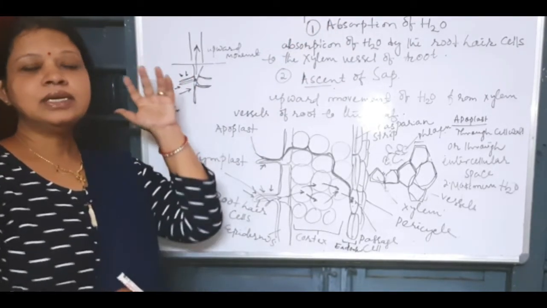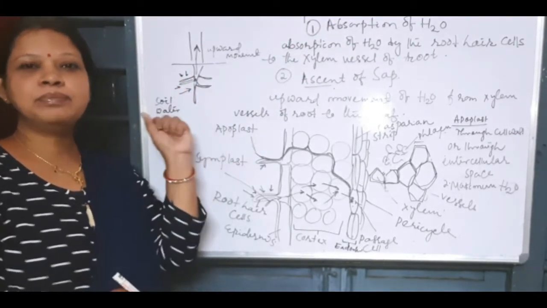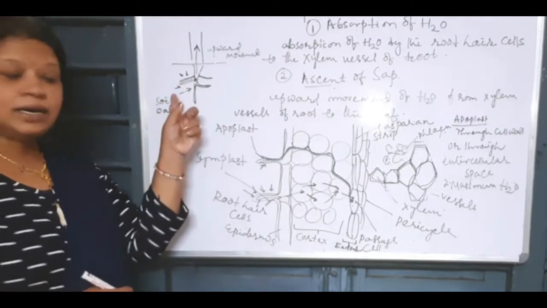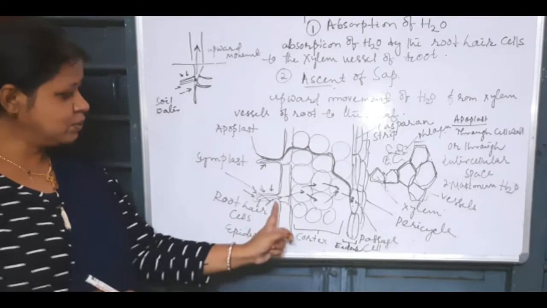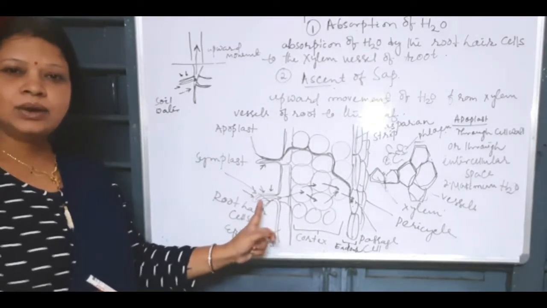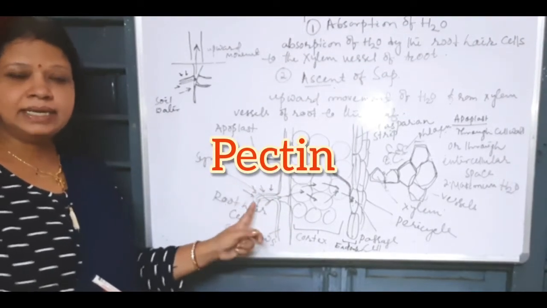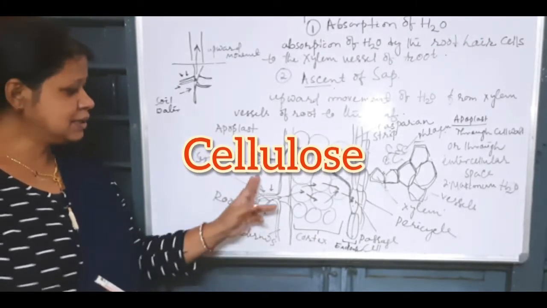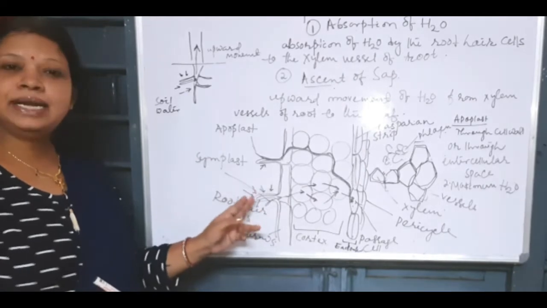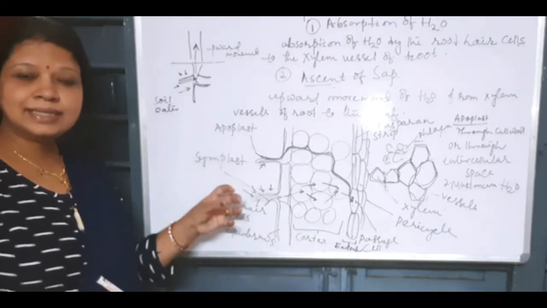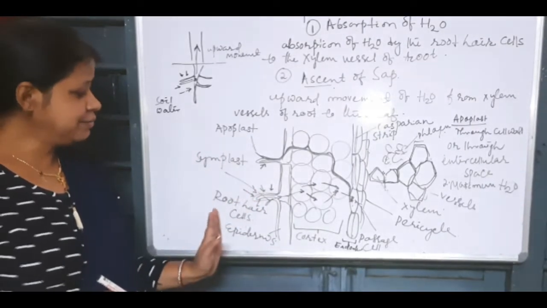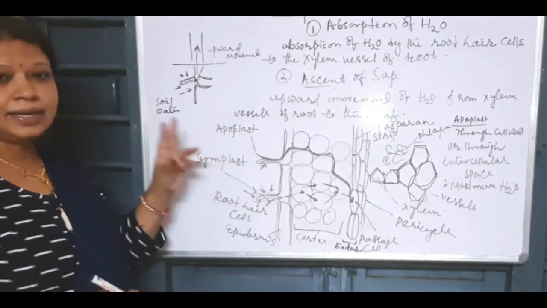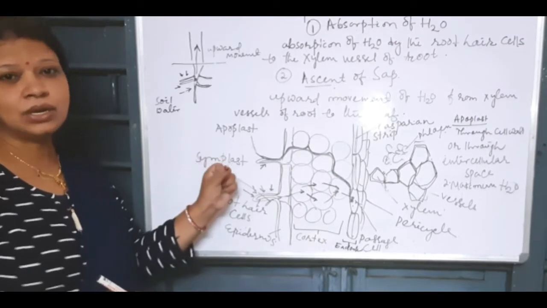How is soil water absorbed by the root hairs? Root hair cells are made up of a two-layered cell wall. The outer wall is made up of pectin and the inner wall is cellulose, and this cell wall is hydrophilic in nature. Due to this, the soil water is absorbed by the root hairs. Only the root hair has that capacity to absorb the soil water.